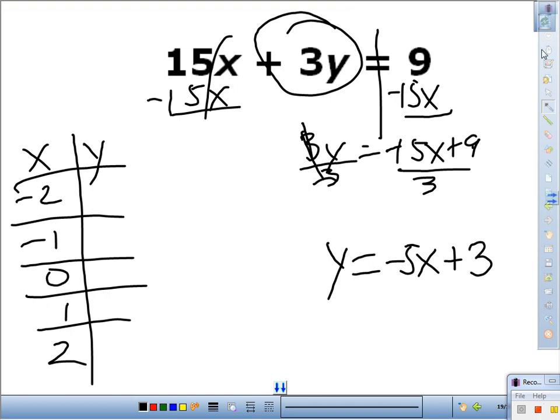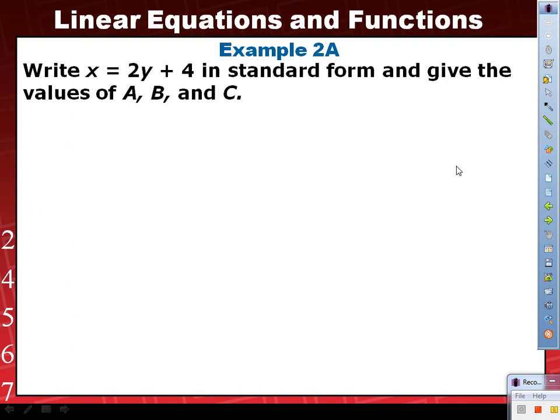All right. I wanted to get to this one. Copy this one, Example 2a. Copy this on your Cornell note paper, in the back, hopefully. Example 2a says, write x equals 2y plus 4 in standard form and give the values of a, b, and c. Write x equals 2y plus 4 in standard form and give the values of a, b, and c.